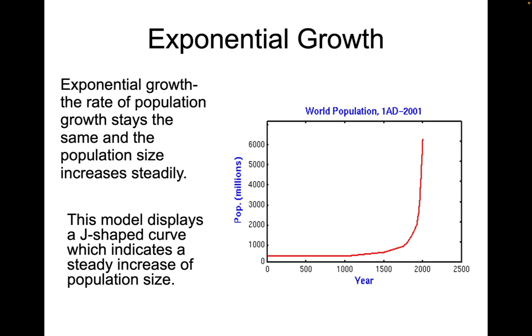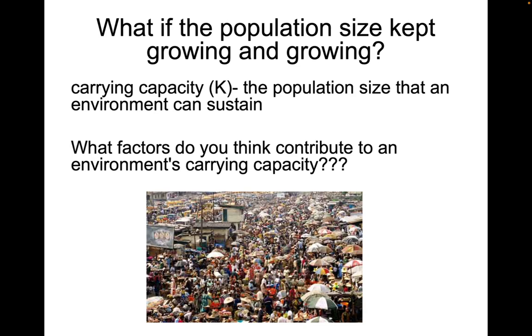Exponential growth is when the rate of population growth stays the same and the population steadily increases. It displays a J-shaped curve. You see it's fairly steady, and this is the world population through 2001, and then we spike up in a J shape. But what if the population size kept growing and growing? Well, we meet something called carrying capacity, or the population size that an environment can sustain. Take some time, maybe jot down next to this, what factors do you think can contribute to carrying capacity?